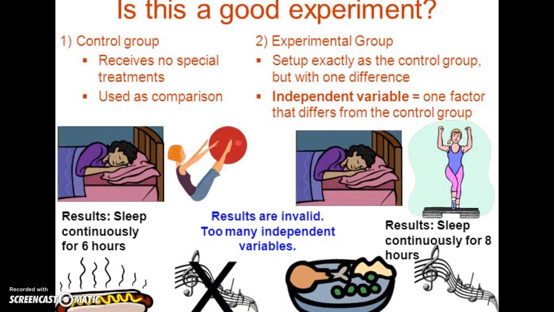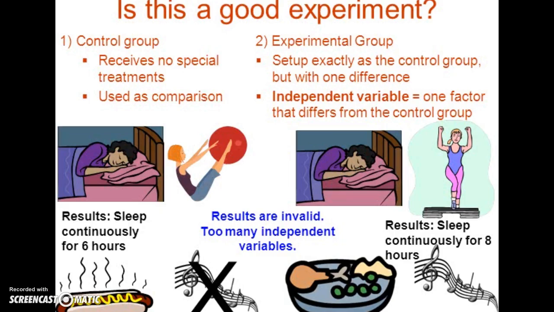This experiment has too many independent variables. There's too many things that have changed between the control and experimental group. Not only have you changed the music, you also changed the food that the people eat and the activities they perform while they're awake. Those also could cause people to sleep longer.